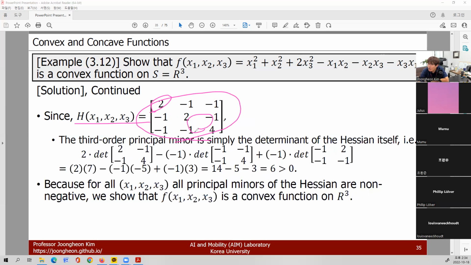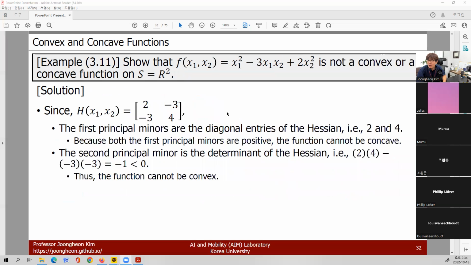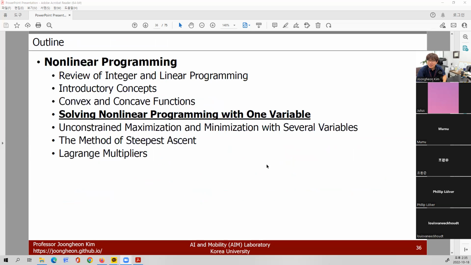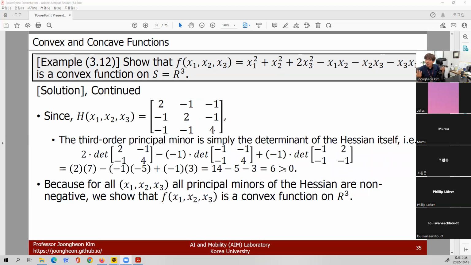2 multiplied by the determinant of this one, minus this one multiplied by the determinant of this submatrix, plus 1 multiplied by this matrix's determinant, right? You remember your linear algebra class result, right? And then you can calculate this one. This is also positive. Then eventually you confirm that all the principal minors, up to now 4, 2, 2, 7, 7, 3, 6, are all positive. That's why you can confirm that the given 3-dimensional function in this example is convex, because all the principal minors are positive.